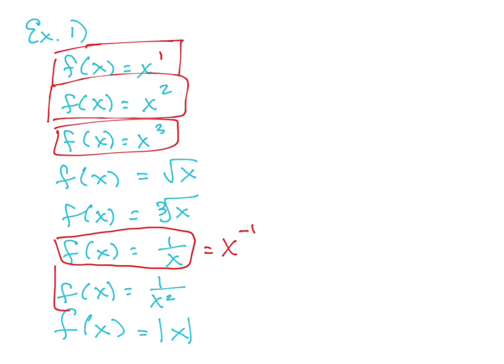Same thing for f of x equals 1 over x squared. How is it written as a power? X to the negative 2. Good. We have 2 more.